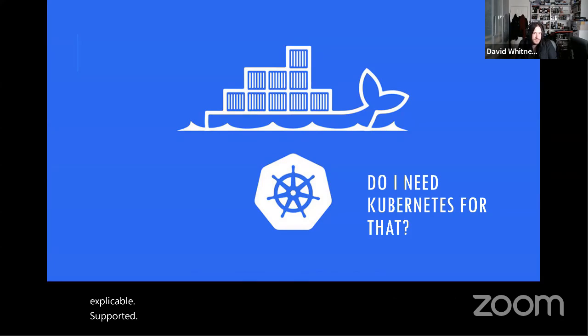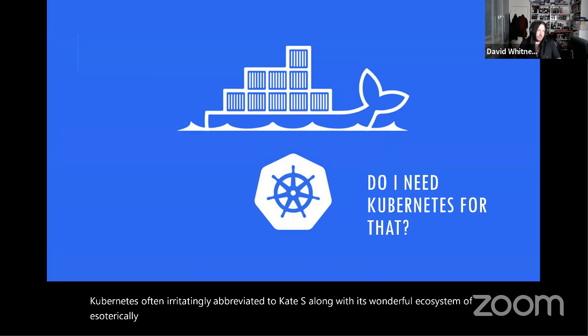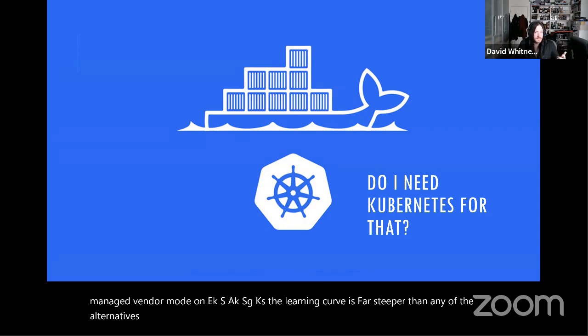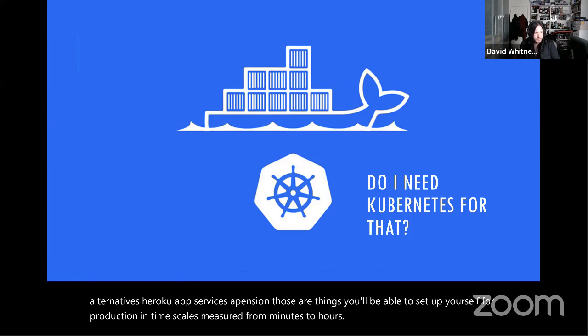Kubernetes, often irritatingly abbreviated to K8S, along with its wonderful ecosystem of esoterically named additions like Helm and Flux, require full-time ops teams to operate. And even in managed vendor mode on EKS, AKS, GKS, the learning curve is far steeper than any of the alternatives. Heroku, App Services, App Engine, those are things you'll be able to set up yourself for production in timescales measured from minutes to hours, rather than weeks to months.